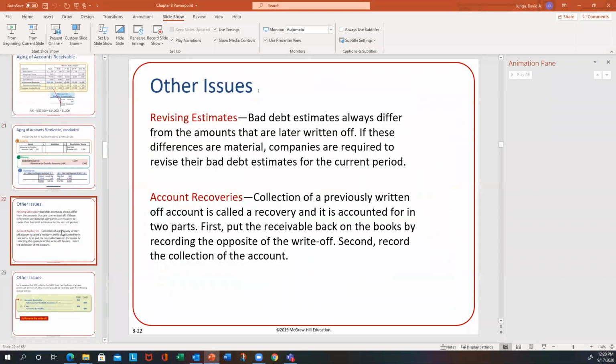All right. Other issues with writing bad debts, oftentimes you may have to do some revisions of your estimates. Bad debts estimates are always different than what you write off later on. So companies always have to be aware to make sure that their estimates are accurate. And then also sometimes you have recoveries. What that means is you might have a customer whom you'd written off who later came back to you and said, we still like to pay you. And so there's accounting, bookkeeping you have to do to show the recovery of that previous write-off.